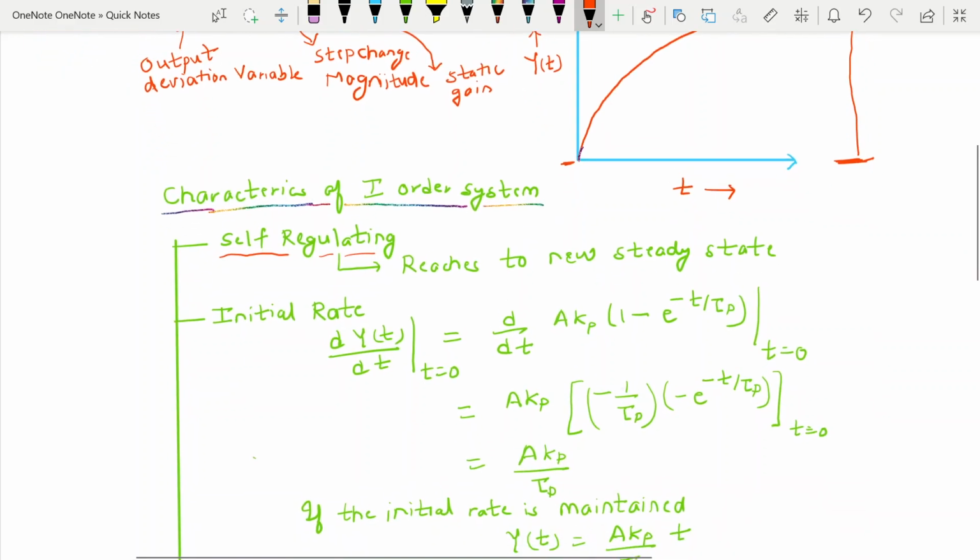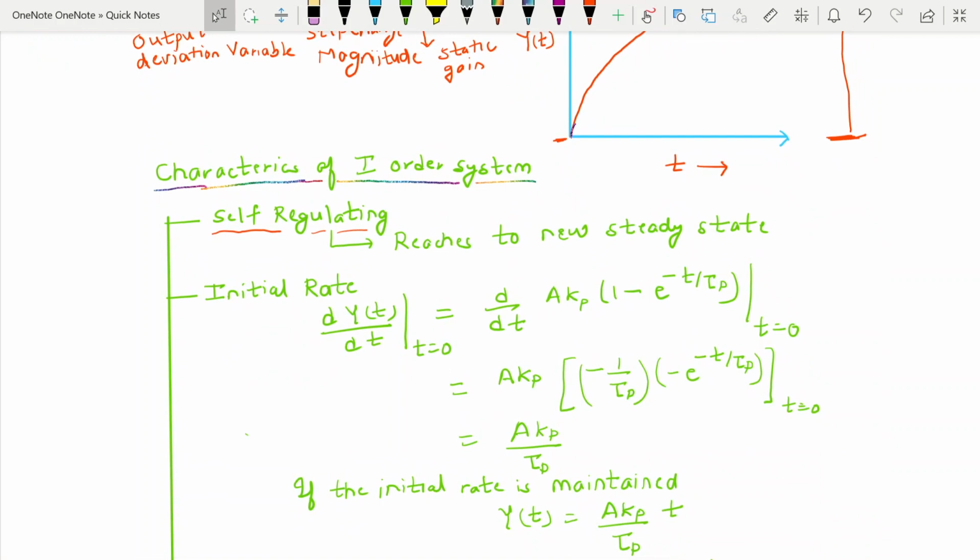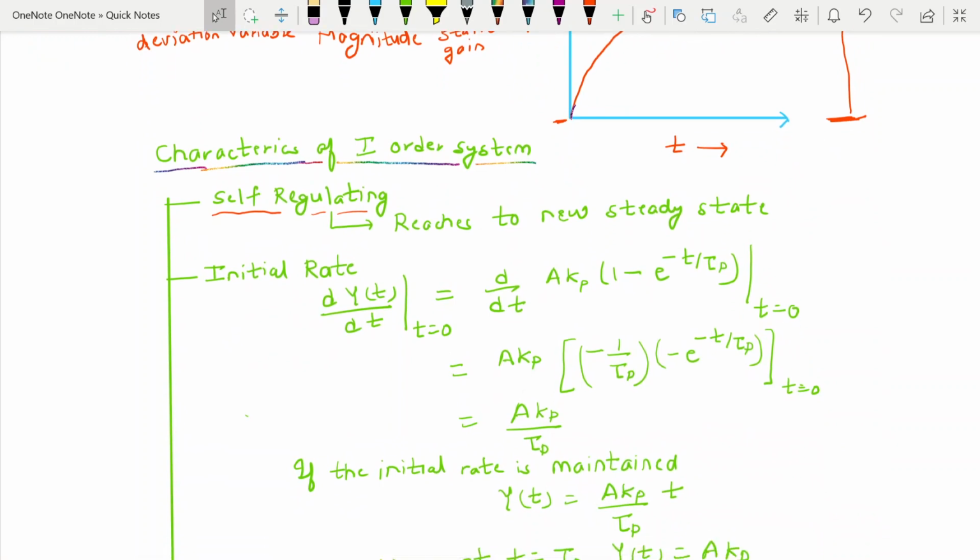Now we'll see the second property of this first order system when it is given a step change. So if I calculate the initial rate, okay, so for calculating this initial rate, I am writing dy(t) by dt at t equal to 0. That means I am differentiating this equation with respect to time t, and I am calculating the slope at time t equal to 0.